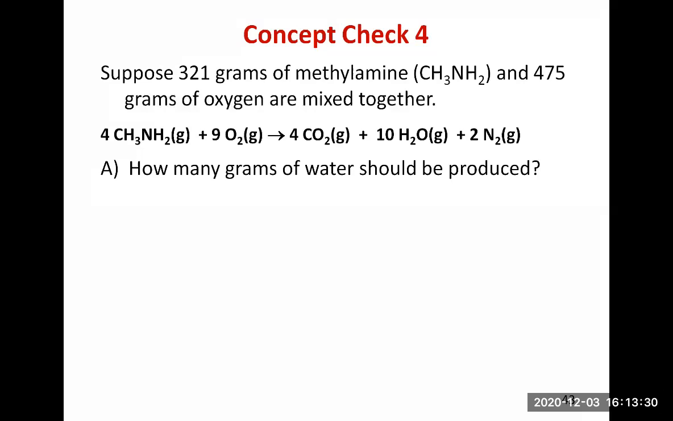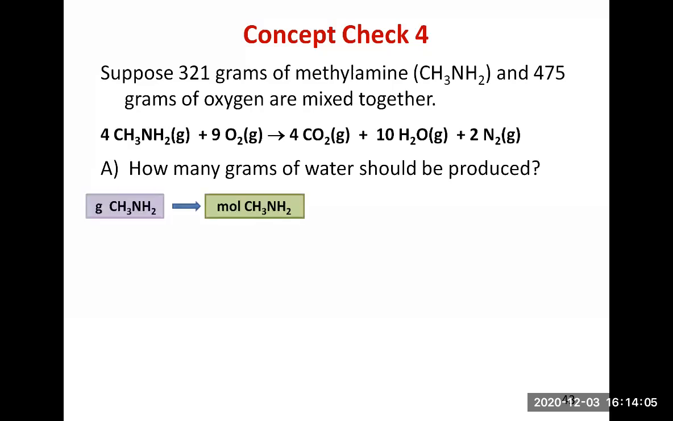And so to find out which one is the limiting reactant, you will calculate from each of the reactant masses the amount of product, and here it's water that you want to know. So you will calculate the amount of water you can make from each of the masses of the reactants. And the one that has less water produced will be the limiting reactant. And that's the amount that you should be able to produce. So let's start with methylamine.